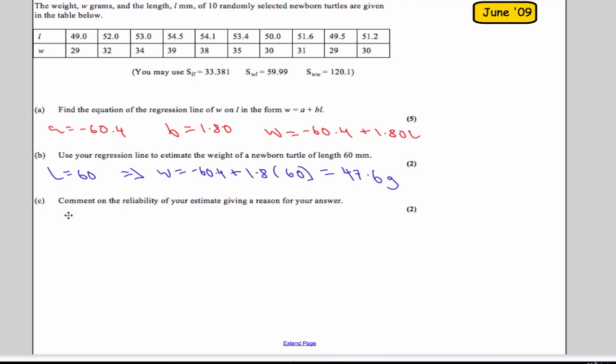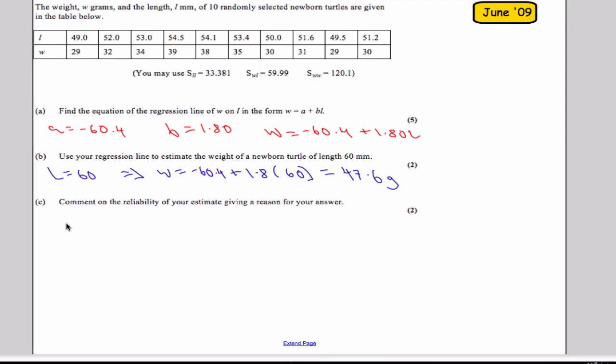Okay, so part C now says comment on the reliability of your estimate giving a reason for your answer. So I've got to look at L. L is 60, and as we can see, the data I have, the lowest value is 49. 49 is the lowest value. The highest value is 54.5. 60 is outside of that range, so that means I would say it's an unreliable estimate.